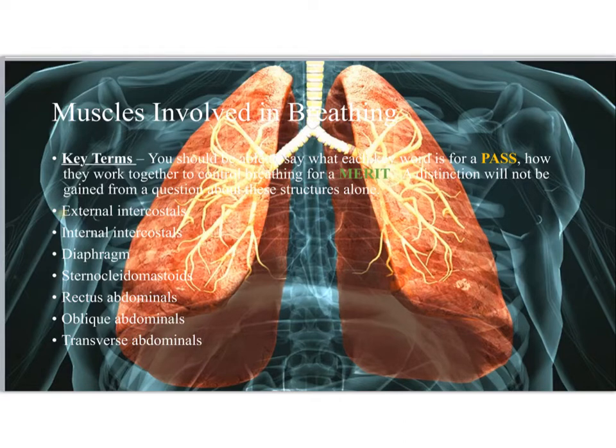So we need to know the term external intercostals. We need to know where they are. We need to know the internal intercostals, what they do and where they are. We need to look at what the diaphragm is, what it looks like and how it moves. We need to learn to say, and that is important, just keep saying it to yourself over and over again, the sternocleidomastoid and mastoid. I will go over that slower for you later on. The rectus abdominals, the oblique abdominals and the transverse abdominals. We will learn where all those muscles are and you will practice saying them.